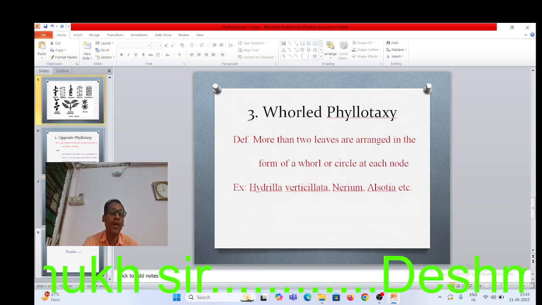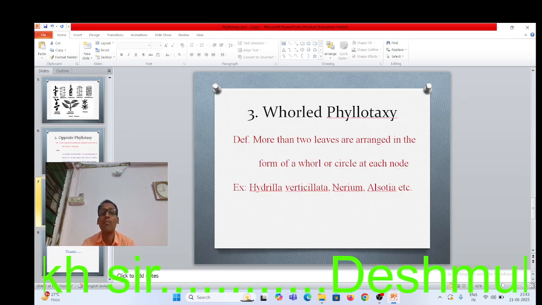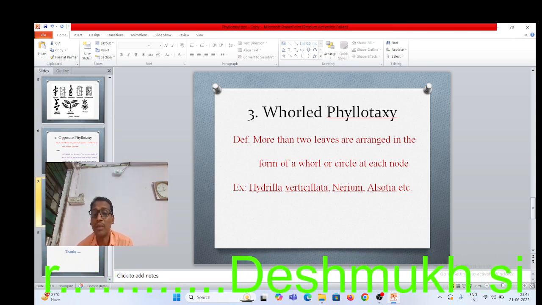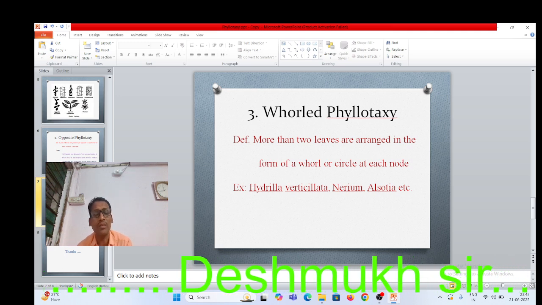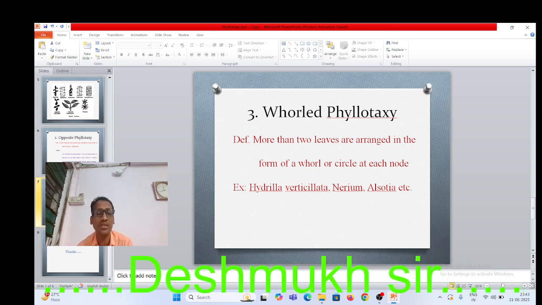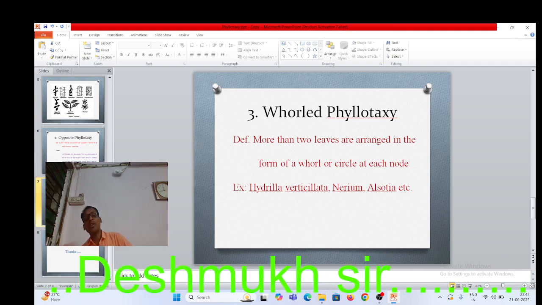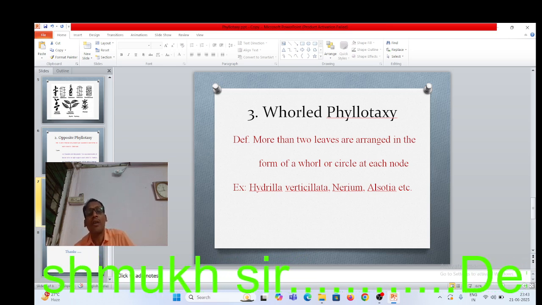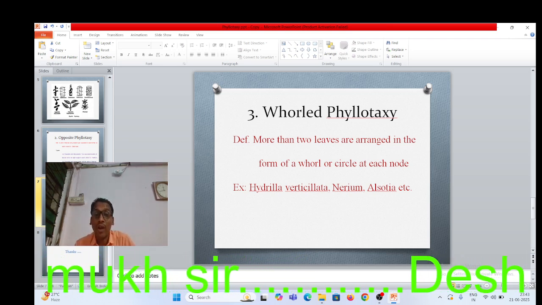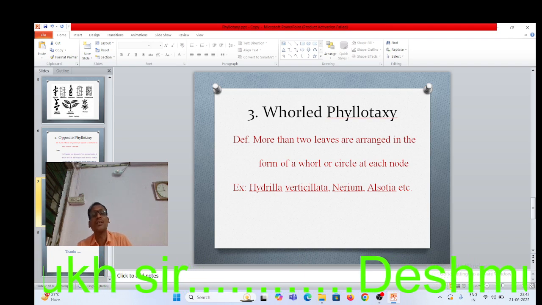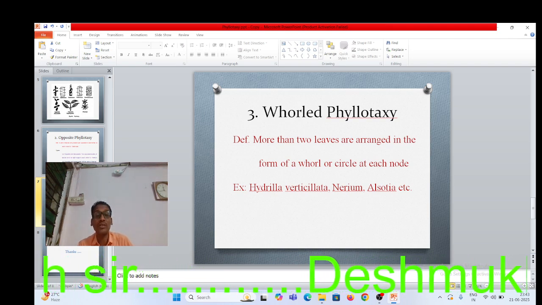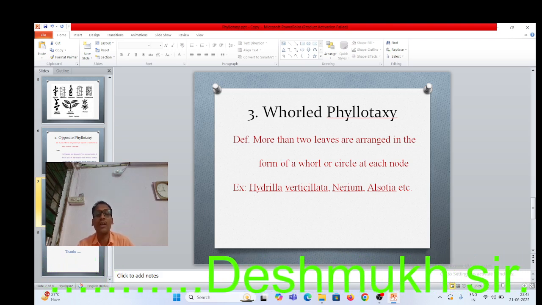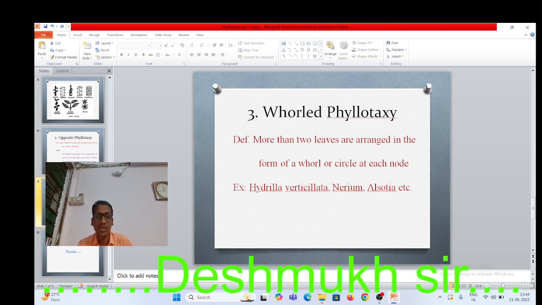In case of the whorled phyllotaxy, you find that more than 2 leaves are present over each node. That number may increase, it may be 4, it may be 3, it may be 6, it may be 8. Whatever it may be, if more than 2 leaves are present on each node, then that kind of phyllotaxy is going to be called whorled phyllotaxy. And the best examples are Hydrilla, Nerium and Alstonia, these plants where whorled phyllotaxy was found.